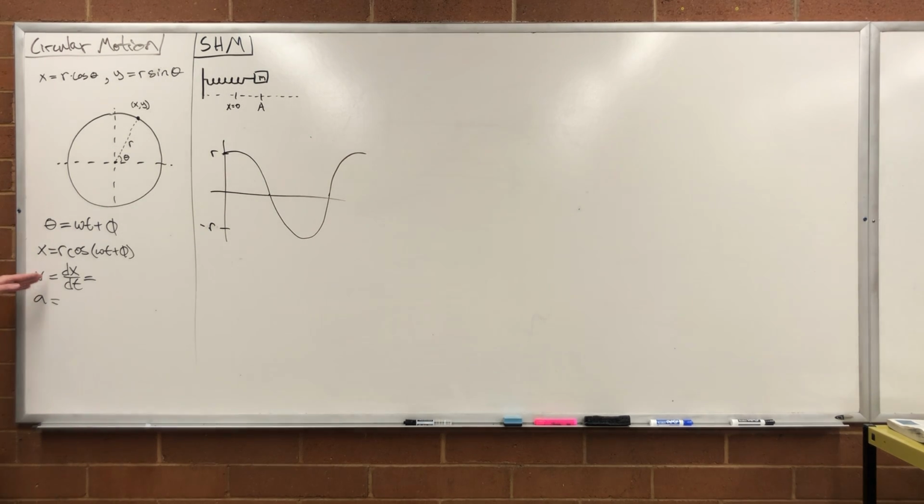Okay, so our velocity function then, in just the x direction, is what? What's the derivative of cosine? Negative sine. Okay, so negative r sine.